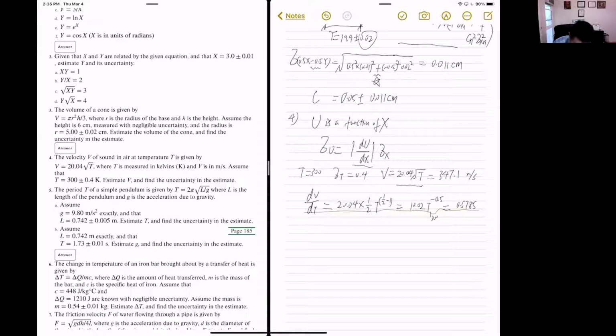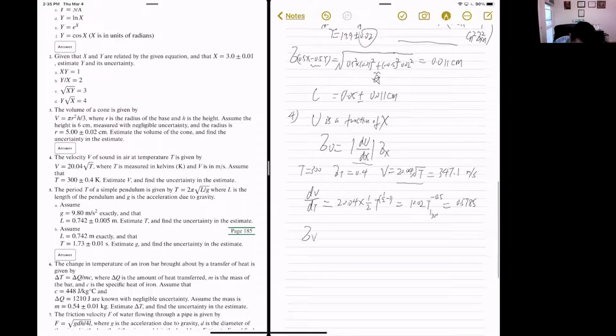And then we can calculate sigma V. So sigma V based on this equation is equal to the absolute value of dV/dT times sigma T.